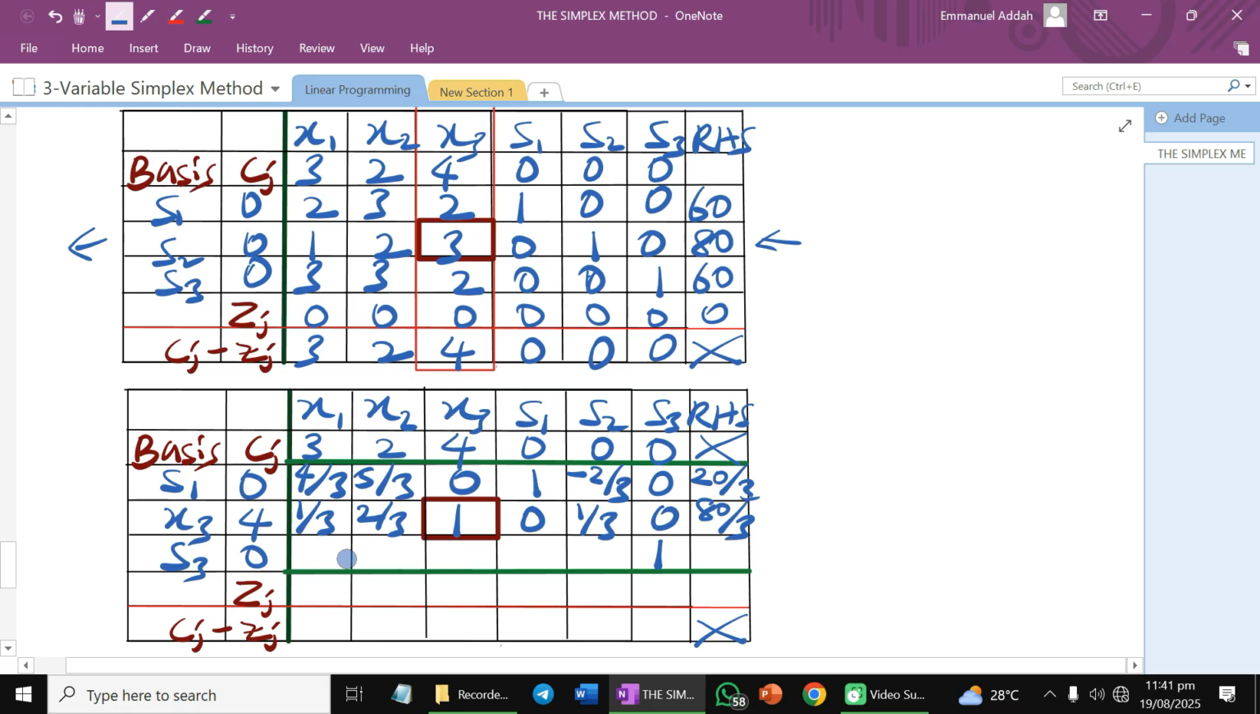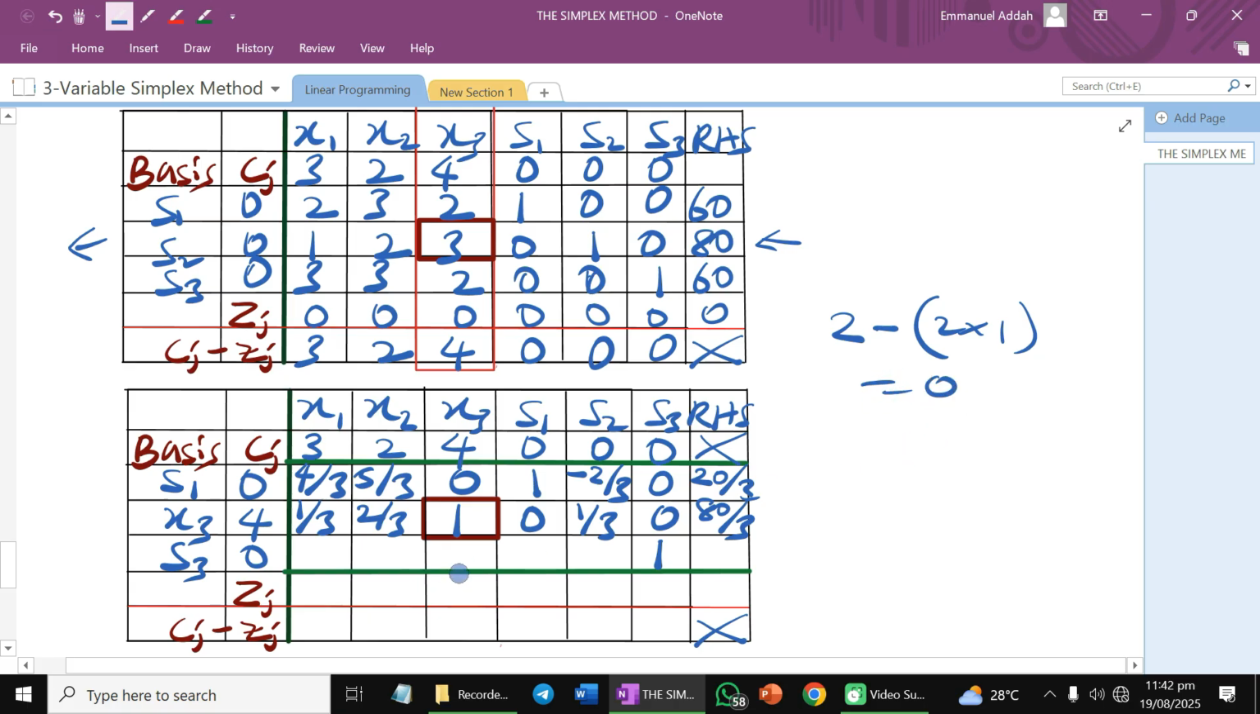Now let's look at the next row. You go to the corresponding position there. This is the point, this is 2. You ask yourself, what do you use to multiply this value and subtract it from this new value that's coming? So you have 2 minus 2 times 1. That will give us 0.